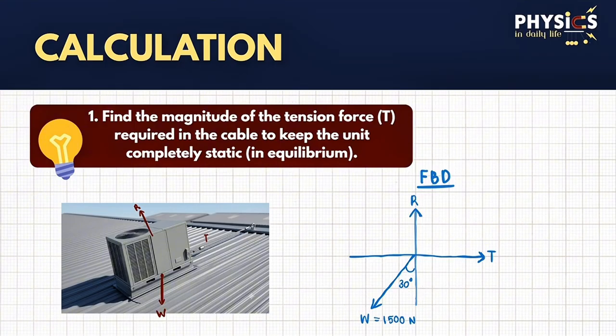Third, we have tension T, the pull from the safety cable acting parallel to the surface of the roof, holding the unit back from sliding down. Then, to construct a free body diagram, we must rotate our coordinate framework clockwise. Because the technician wants the aircon unit to be completely static, we apply Newton's first law, which tells us that the net force in every direction must balance out to exactly zero, where total F equals 0.